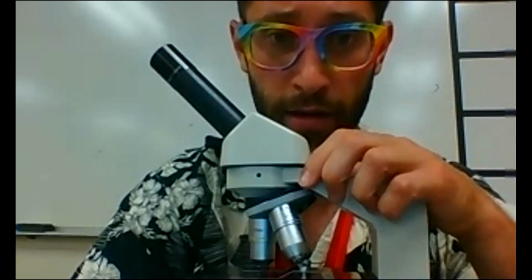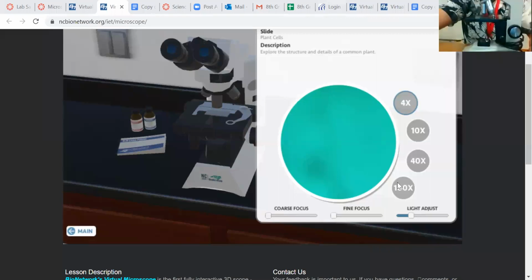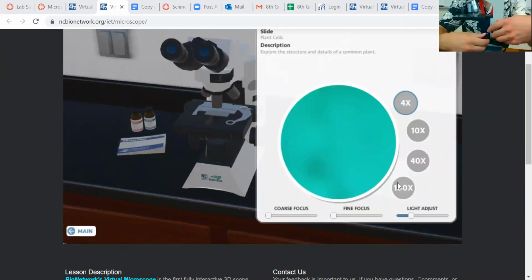I'm going to share again. The actual knobs that we use for our coarse focus, and this is going to be our coarse focus on a real microscope. This raises and lowers our stage. This is our fine focus.